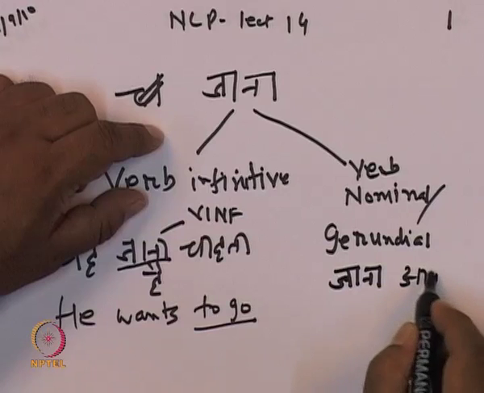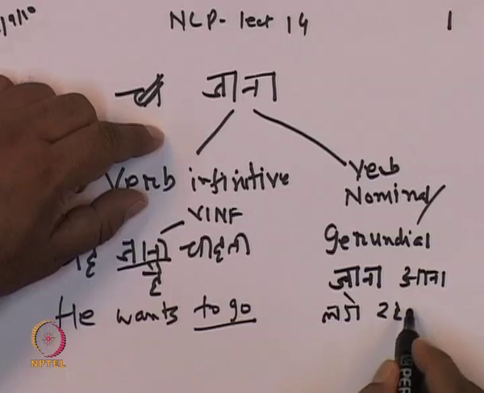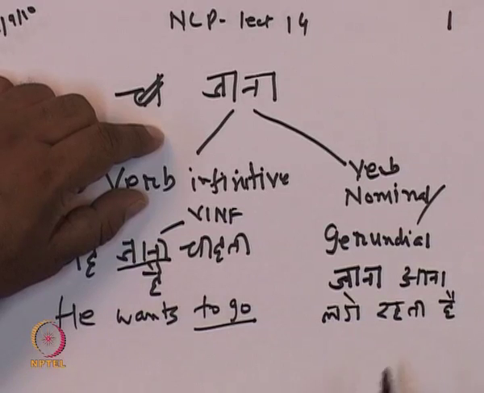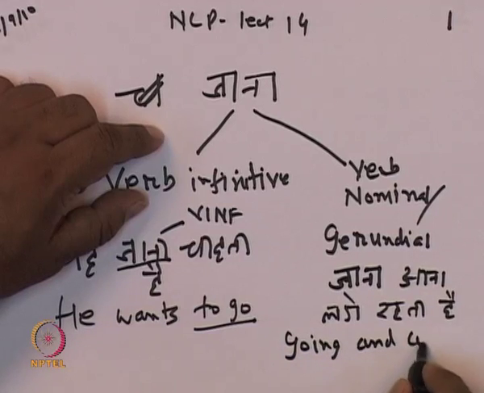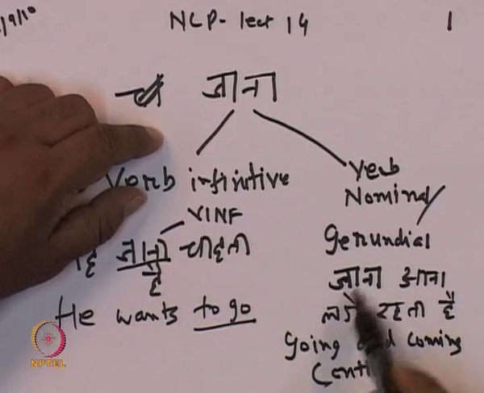जाना आना लगे रहता है, जाना आना लगे रहता है, going and coming continues. Okay. So, here going is jana, this is the act of going, it is a gerundial or verb nominal.